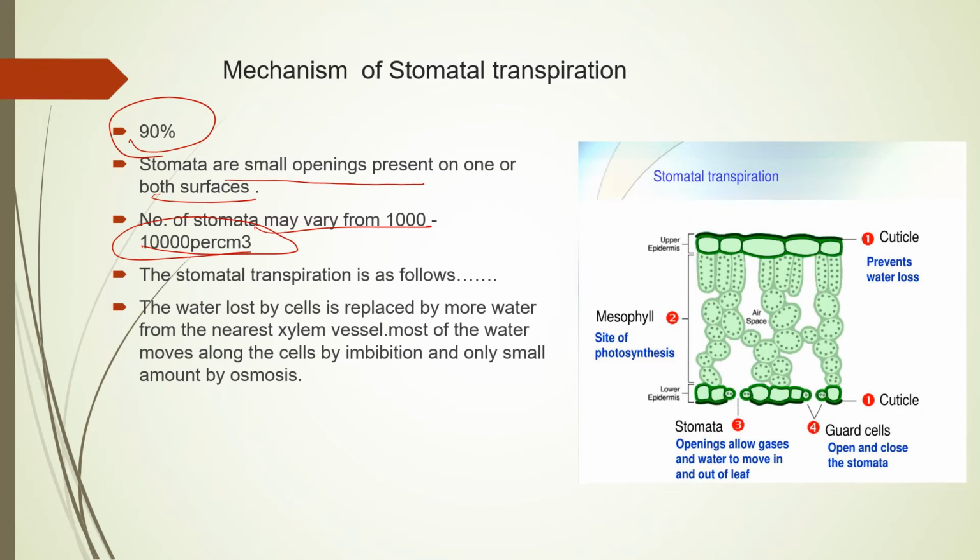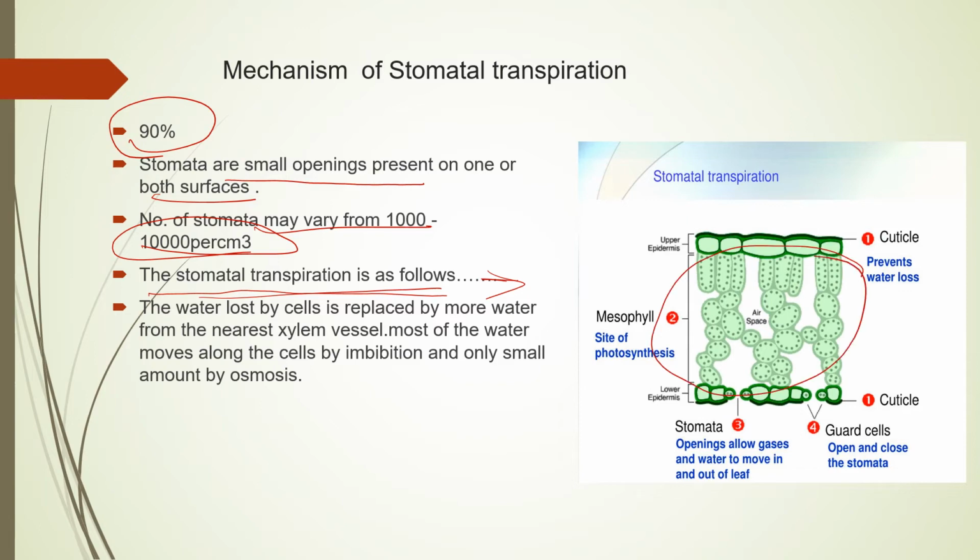So what is stomatal transpiration? We should discuss the process, how it is happening. Water is absorbed by the roots from the soil, as we have already told. This water gradually moves up through the xylem vessels via the stems, and at last it reaches the spongy mesophyll cells of the leaves.